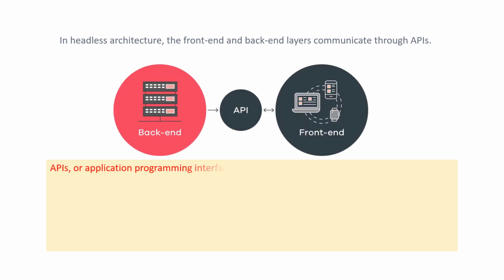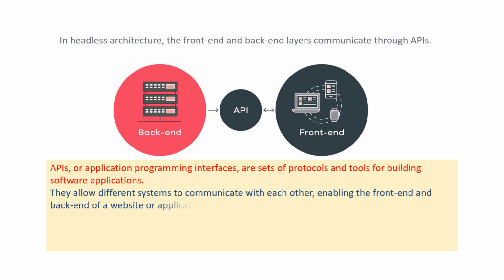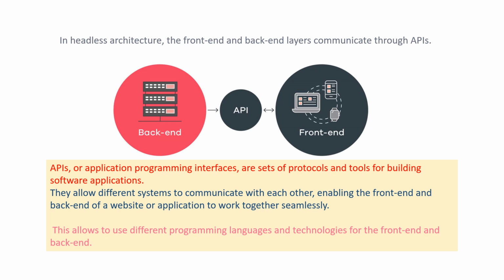And now we can see what is an API. This is a set of protocols and tools for building software applications. They allow different systems to communicate with each other, enabling the front end and back end of the website or application to work together seamlessly. So this allows us to use different programming languages and technologies for the front end and back end.